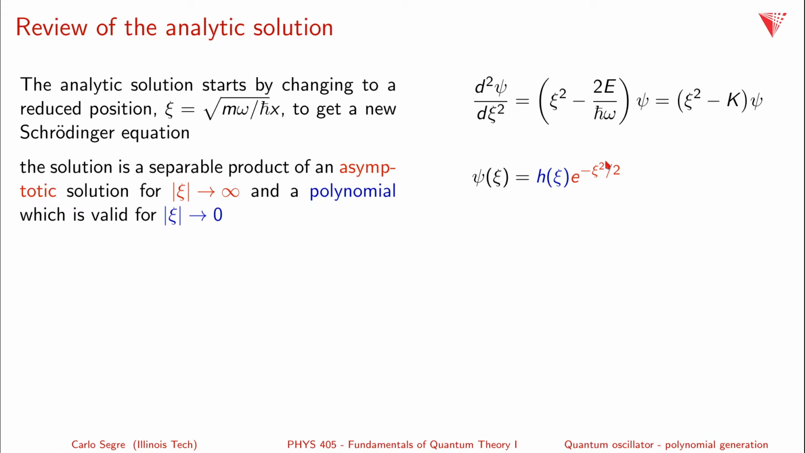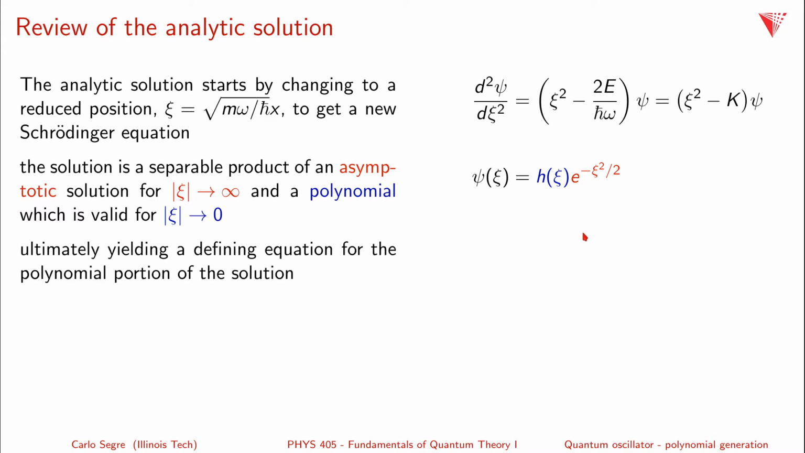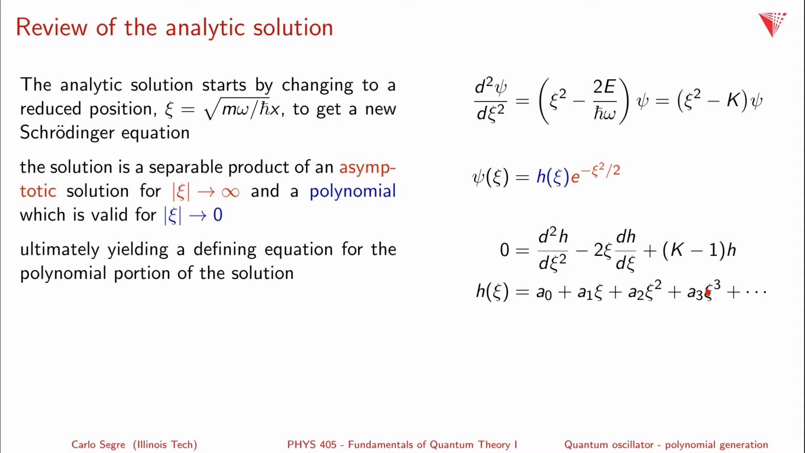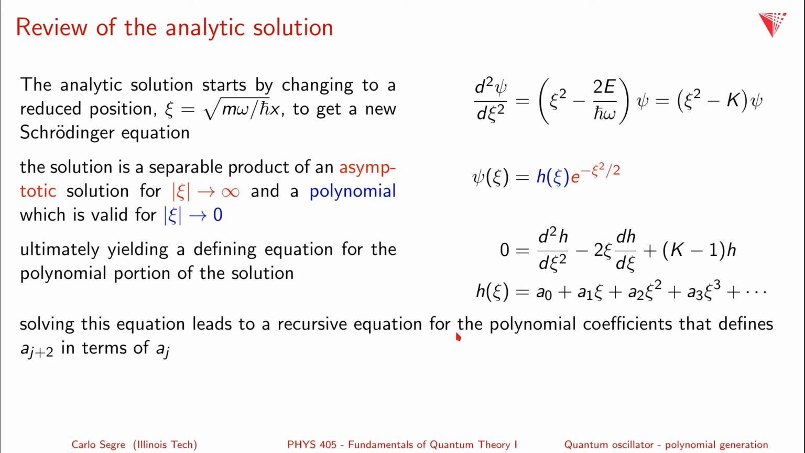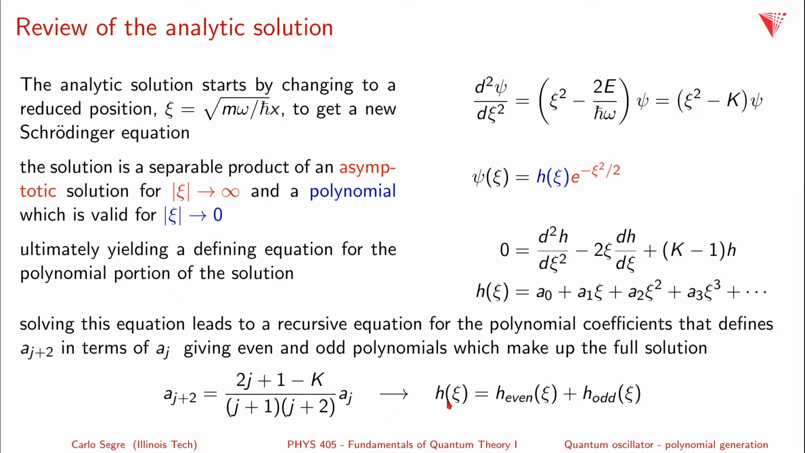And we know this is going to be roughly correct because our solution for the algebraic method gave us things that look like Gaussians, which is very similar to this. Ultimately, we got a defining equation for the polynomial part of the solution, which was a differential equation, and we solved it using a polynomial solution. And that led to a recursion relation of a sub j plus 2 in terms of a sub j. The recursion relation looked like this: a sub j plus 2 is equal to (2j plus 1 minus k) divided by (j plus 1) times (j plus 2) times a sub j. So if we start with a1 and a0, we get the odd and even terms. And to make up the full solution, even and odd polynomial series will add up to give you the full thing.